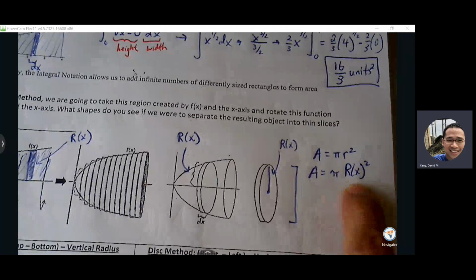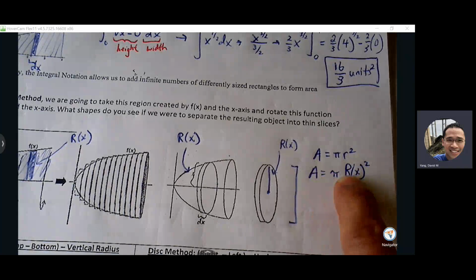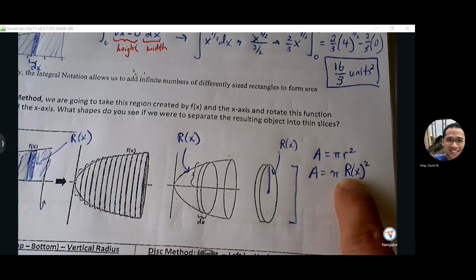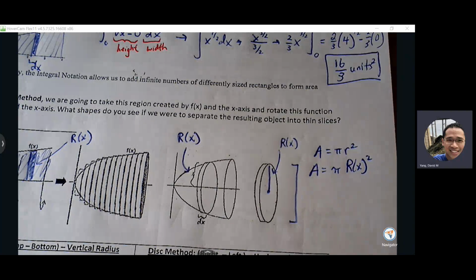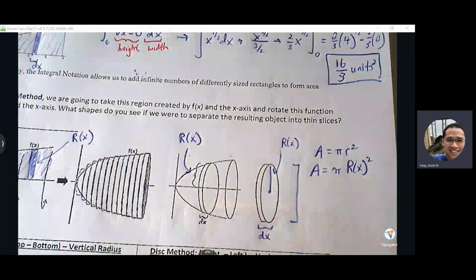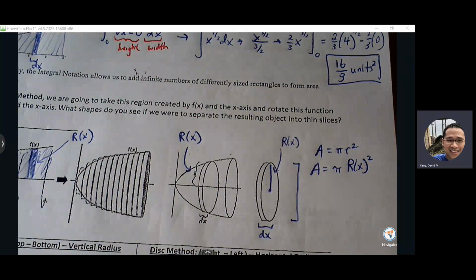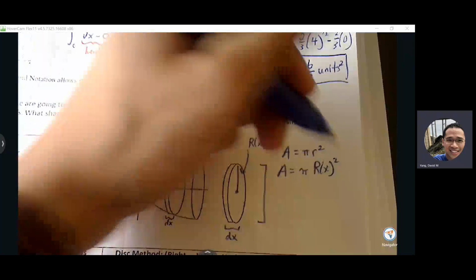Now, what I want to show you is that pi r squared, how many dimensions is pi r squared? 2-dimensional, right? Area is 2-dimensional. But then we're going to add in this dx, this width component. So you've got the area and the width. That's going to create a 3-dimensional calculation. So here's our volume formula.